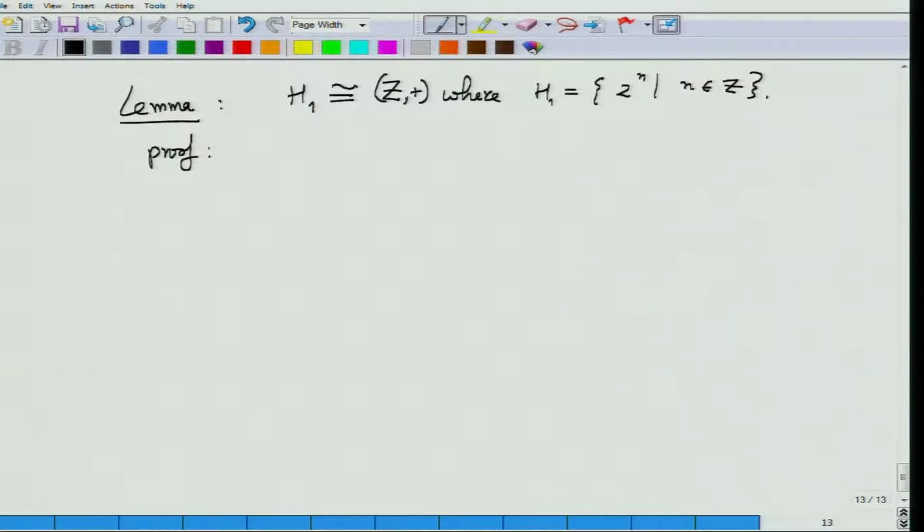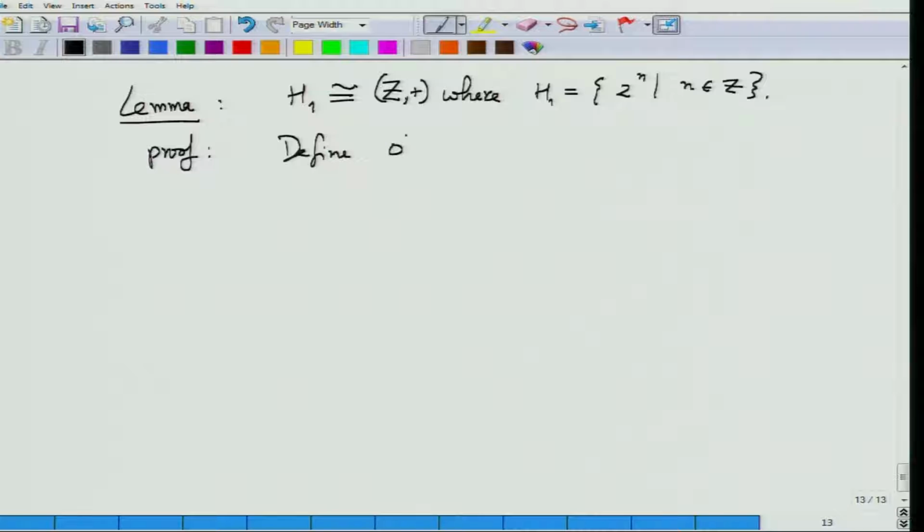Well, for the proof, I just need to exhibit a mapping from H1 to Z, or conversely from Z to H1, which is 1 to 1 and onto, and preserves the group operation. And that's simple. At least Z to H1 is easier to describe. Phi of n equals 2 to the n. This is a 1 to 1 and onto map from Z to H1. Does it preserve the group operation?